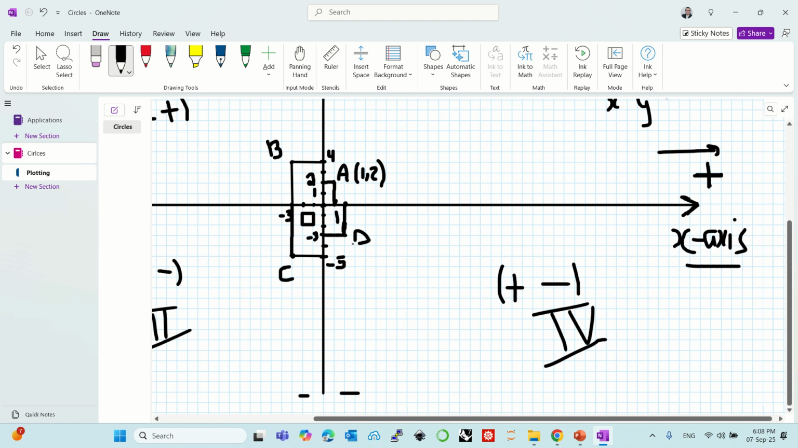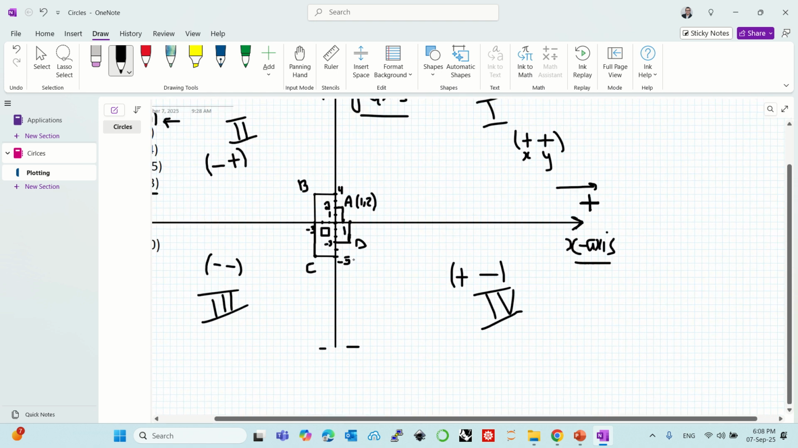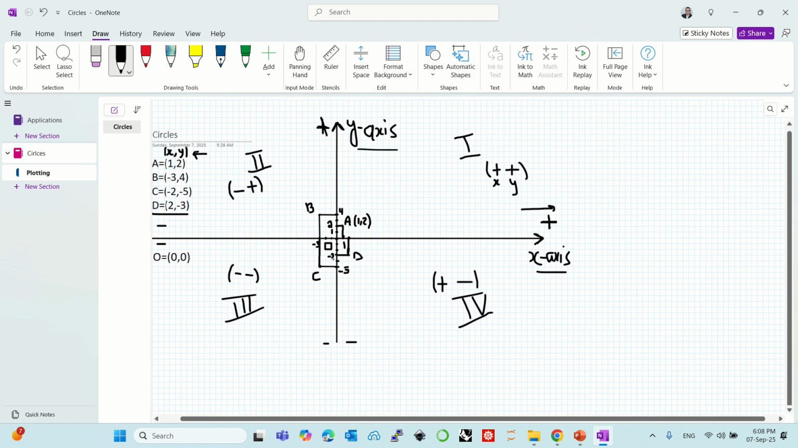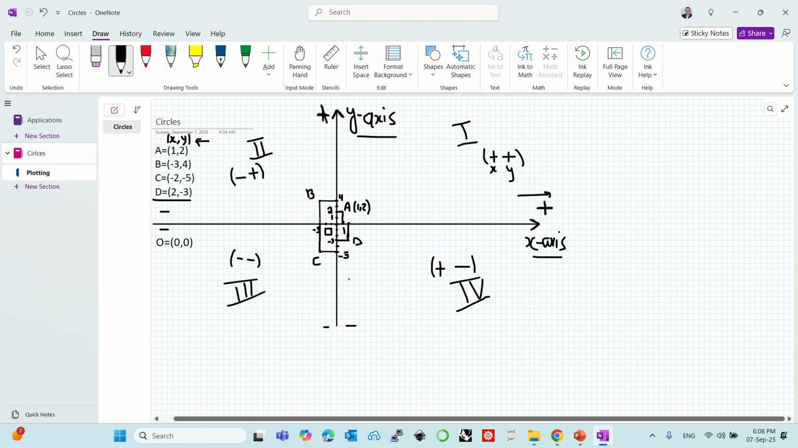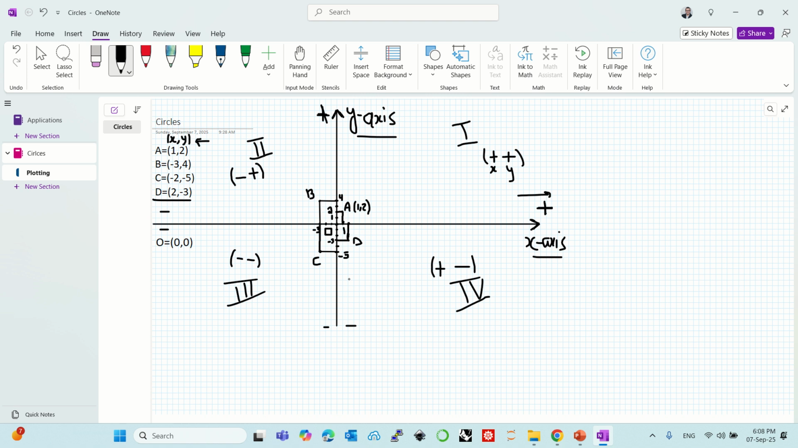As you can see, we plotted the 4 points on the orthonormal system. Now, we learned how to plot points on an orthonormal system. We will use these ideas to draw circles.